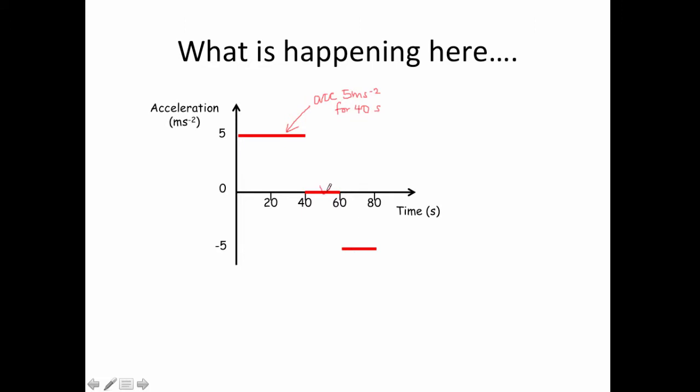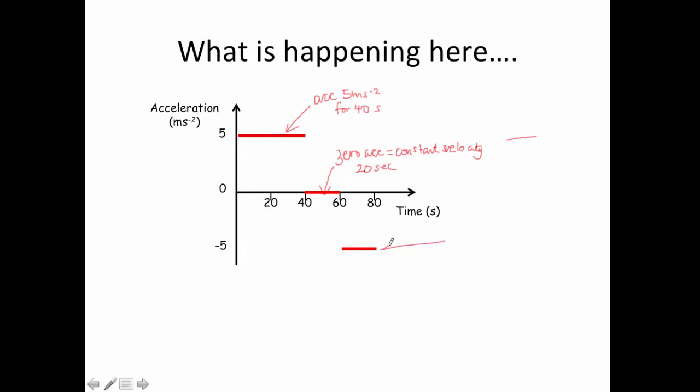So what does that actually mean? If it's got 0 acceleration, that means we've got a constant speed, or let's call it velocity. It's got a constant velocity. If we think of a velocity time graph, the gradient of that gives us our acceleration. If our acceleration is 0, we will get a horizontal line on our velocity time graph, and that means we've got a constant velocity. So that's 0 acceleration for 20 seconds.